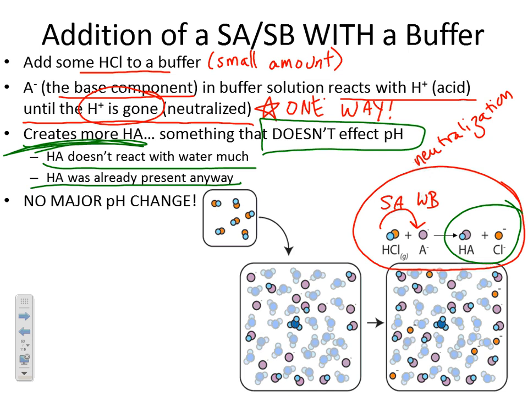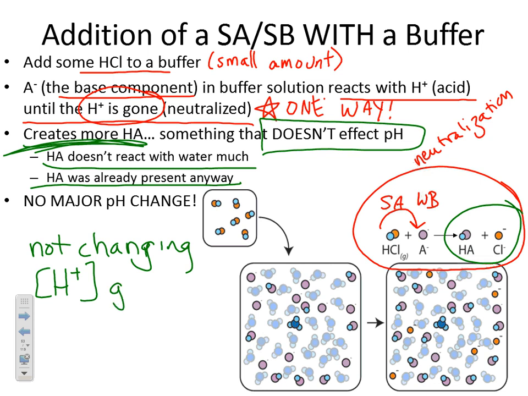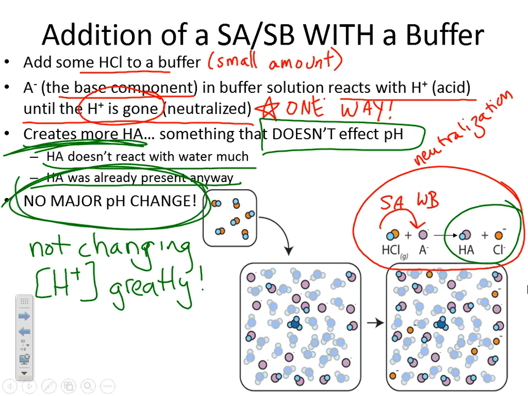And we already had it there anyway, right? HA was already in solution. So we added this HCl to this weak base, and we created something that is actually a weak acid. The buffer quite literally turns a strong acid into a weak acid. So we're not changing our H plus concentration greatly. We're keeping it approximately the same. We wind up seeing a much smaller change in pH than you might expect by adding in that strong acid into the buffer. No major pH change. And that's what a buffer does. That is the big thing about what a buffer does, and that's hugely important, and this is how it works.